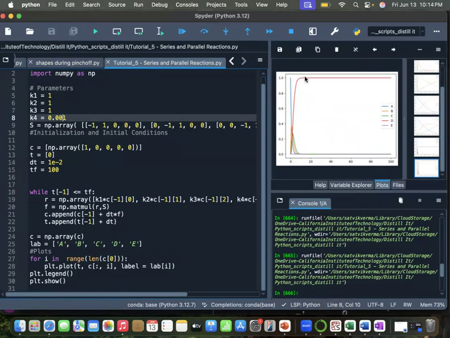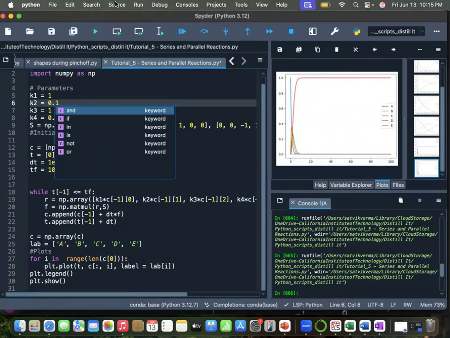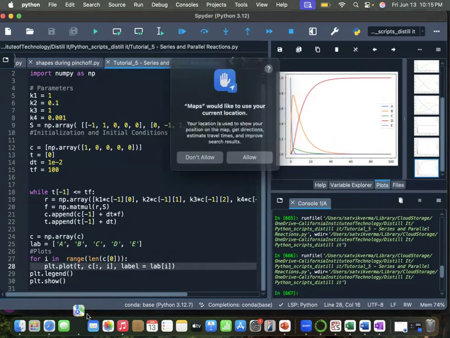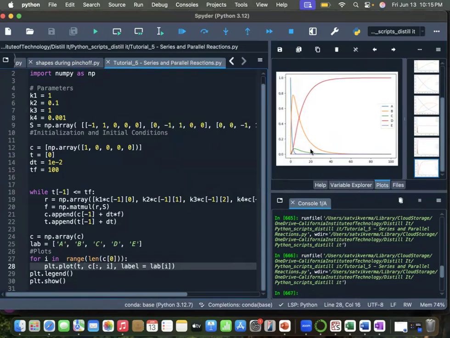So now we see E, the D formed is a lot more compared to E, right? If we change, let's say, the second reaction, we could see a more different behavior over here. And yeah, we could play around with the rates of these reactions and so on and so forth.